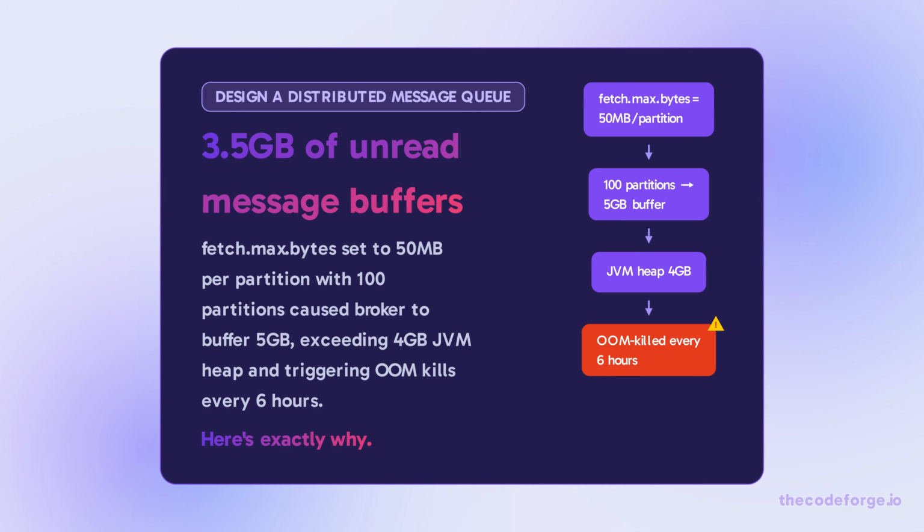Kafka broker was OOM killed every 6 hours. The heap dump showed 3.5 GB of unread message buffers. The root cause? fetch.max.bytes was set to 50 MB per partition, and with 100 partitions, the broker tried to buffer 5 GB in memory, far exceeding the 4 GB JVM heap. Let's break down why this happened and how to fix it.